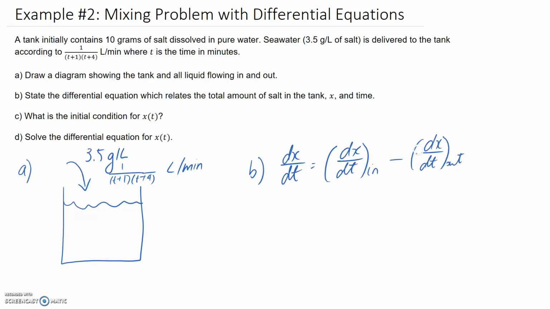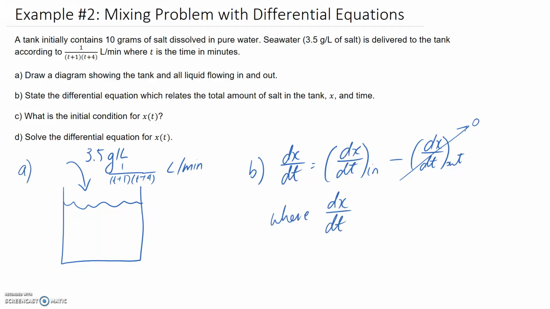So this time, since we don't really have anything flowing out of the tank, that means that the dX/dt out is going to be 0. So all we need to worry about is the rate of flow into the tank, and we should be able to get that from knowing the concentration of what's coming in and the flow rate of what's coming in.